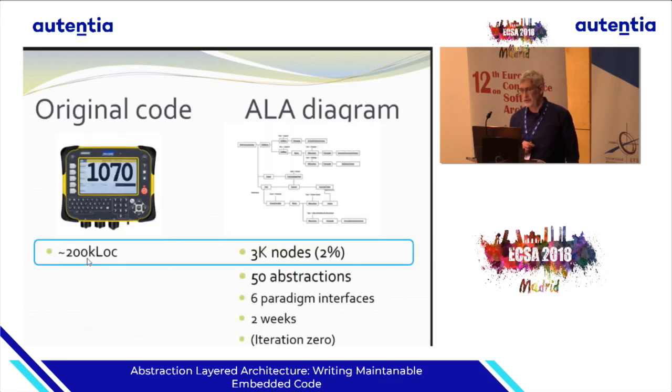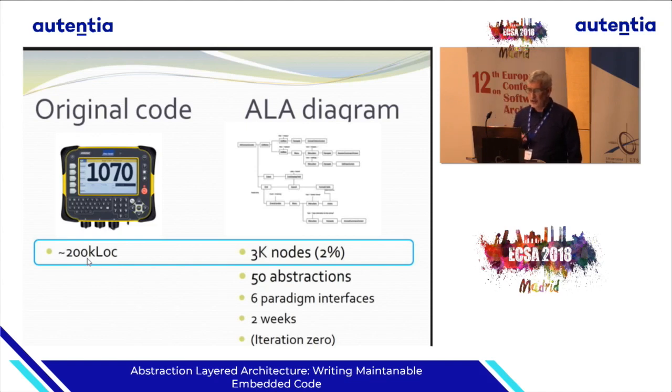These are the stats from the completion of this. The original code in the device was about 200,000 lines. The diagram had about 3,000 instances of abstractions in it. So it only took about 2% of the total code to describe the requirements. All the requirements, all the details, but only about 2% of the code. And that was now separated out.